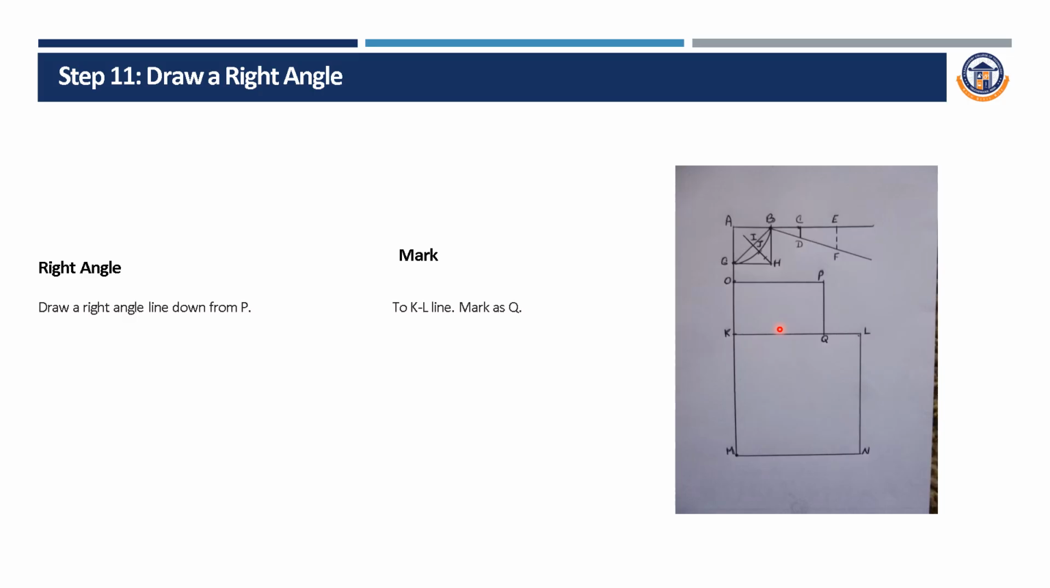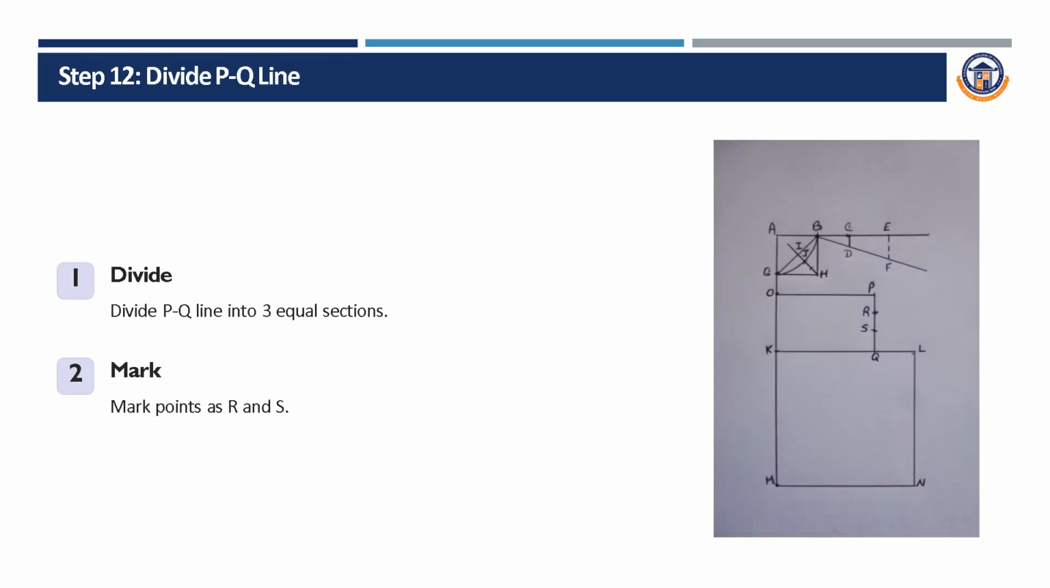Draw a straight line from R to L, then refine it into a curve. For example, next go to your next slide. If you see step 12, finalizing the body shape. Divide T to Q. See here, Q is here.